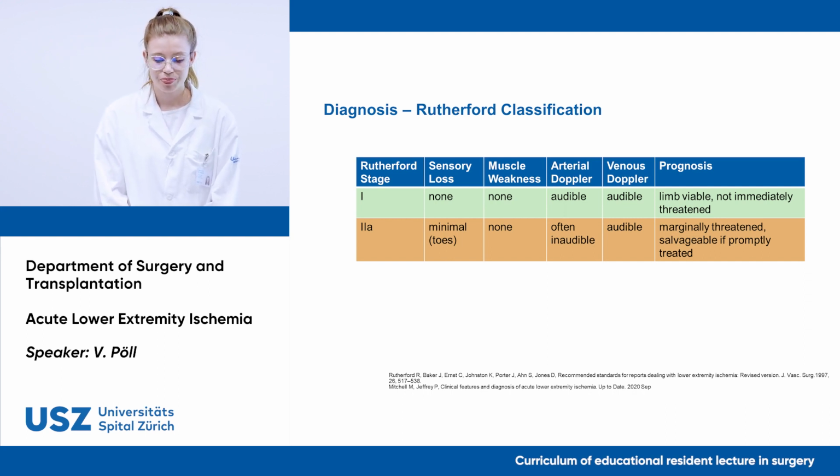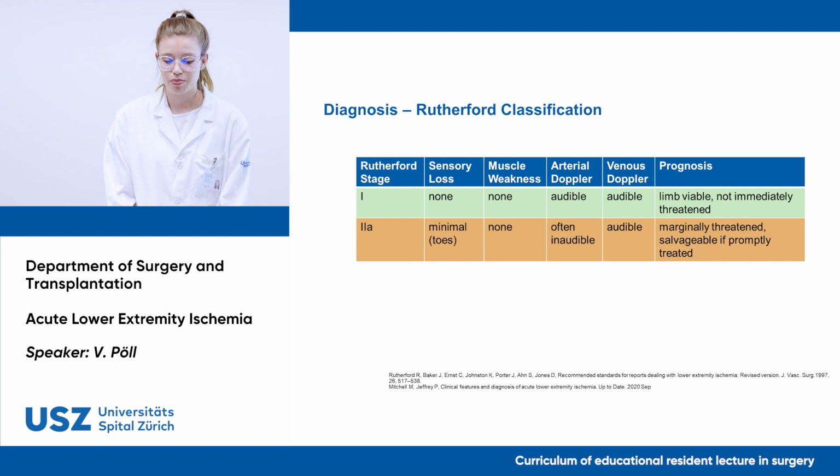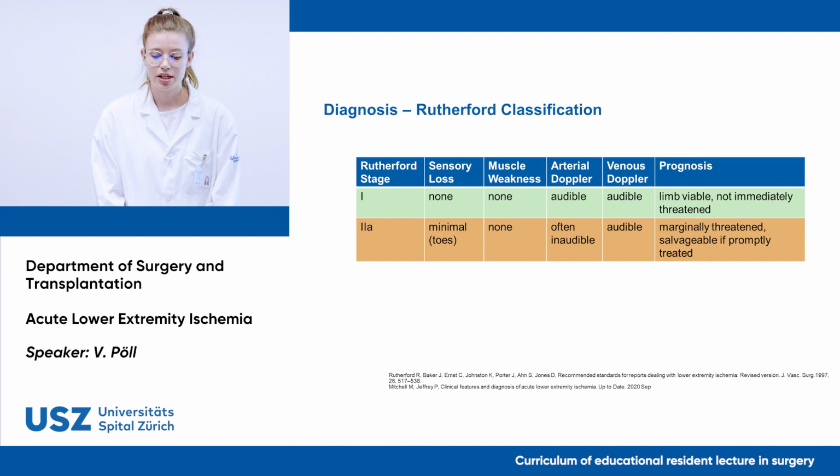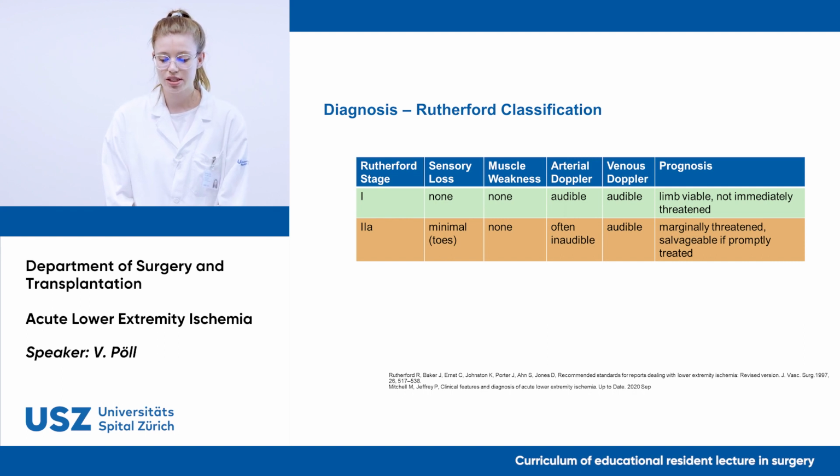Type 2A is indicated by a minimal sensory loss in the toes. There is no muscle weakness. The arterial Doppler sign is often inaudible, and the venous Doppler sign is audible. So the limb is salvageable if it's promptly treated.